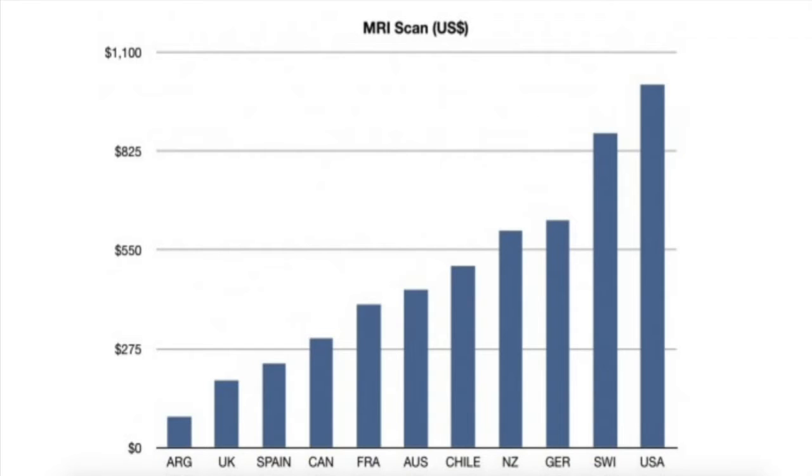The cost of cardiac MRI in Australia varies between $100 to $500.